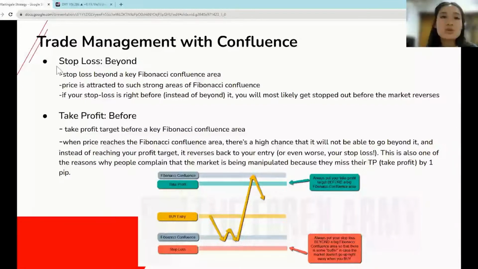Okay, let's take a look at the diagram again. In this case, my take profit is placed above since I'm going in for a buy. Instead of placing it beyond the confluence area, which is what we did for our stop loss, I'm placing it before it, in order to make sure that I catch the price before it reverses off of the confluence area. Okay?